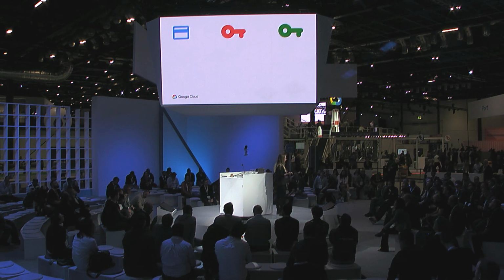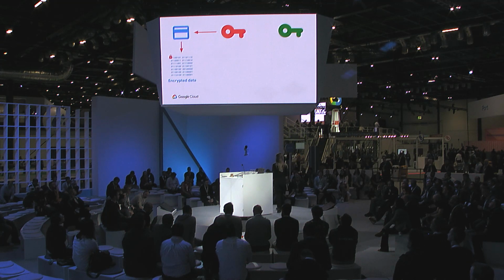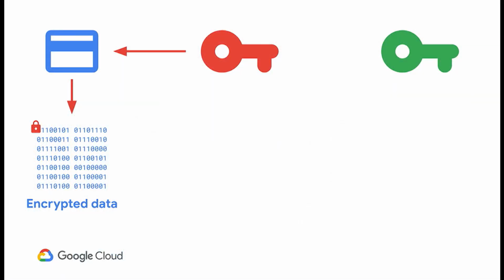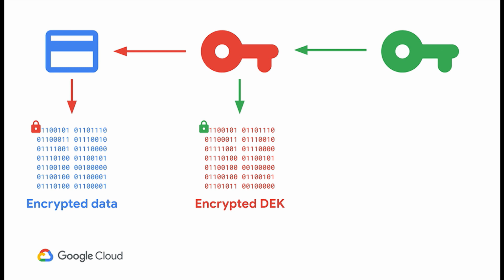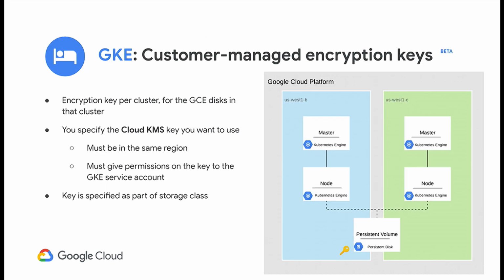So the red key, the data encryption key, encrypts the data. The green key, the key encryption key, encrypts the data encryption key. And then the encrypted data and the encrypted data encryption key are stored together. Hopefully you got that, because I stumbled through that one. But cool. So now let's talk about specific use cases where default encryption might not be enough.